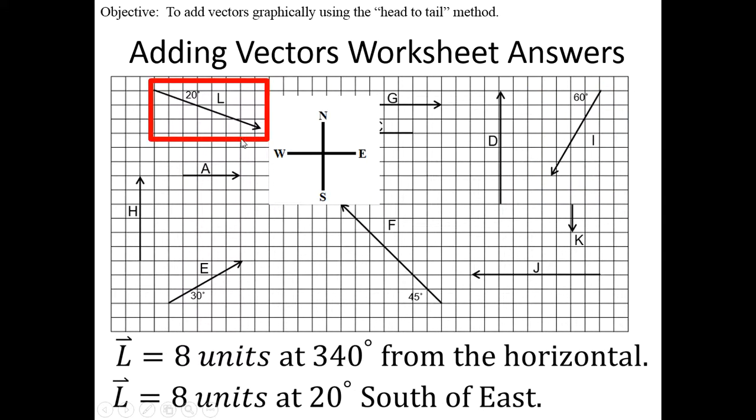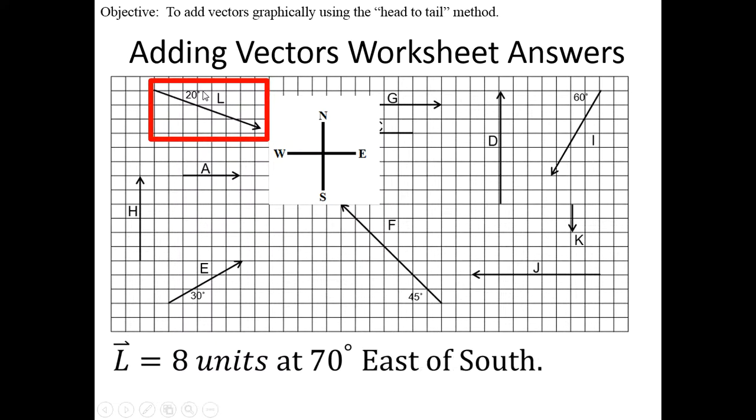For L here, we've got 340 degrees from the horizontal, so going from the horizontal all the way around 340 degrees to hit that angle there, boom. Or you can say that it's 20 degrees south of east. I'm going to go east and go 20 degrees south of that. That's going to be my angle.